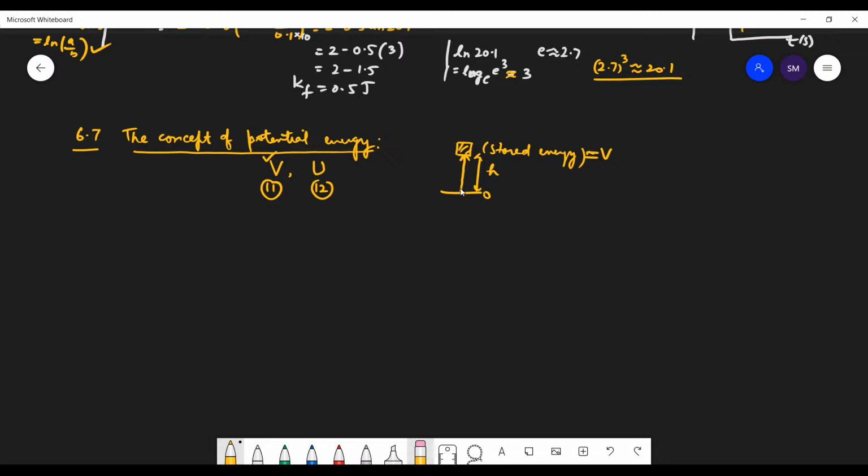Because Earth is pulling it towards itself. Now, potential energy is stored due to the position. Okay.